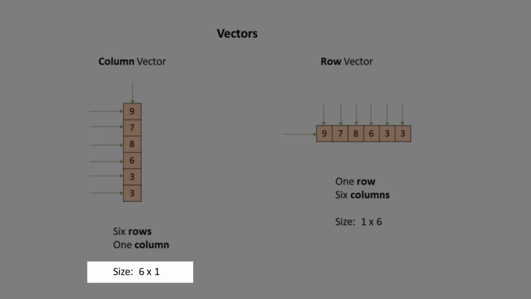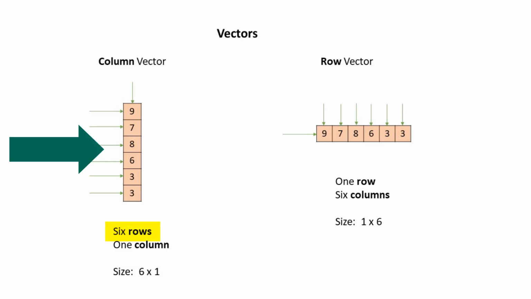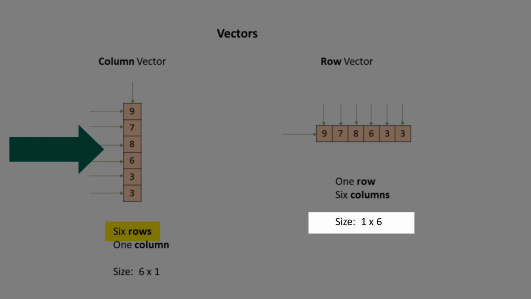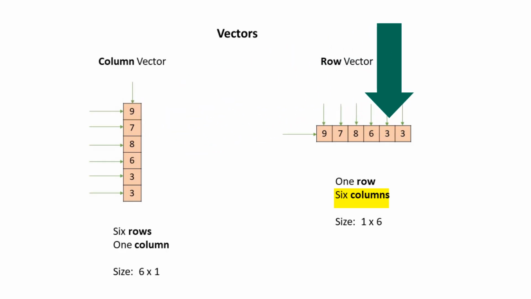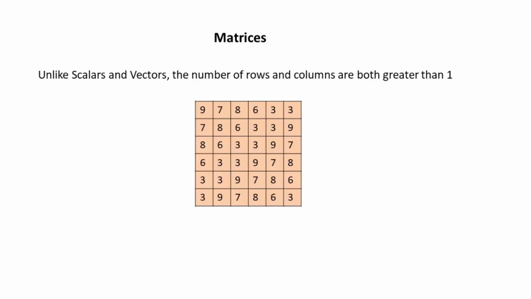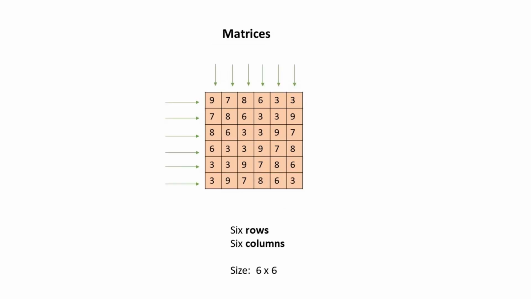A column vector has size 6 by 1 because it has 6 rows and 1 column. And this row vector has 1 row and 6 columns. All right, moving on to matrices. Matrices have more than 1 column or 1 row. For instance, this matrix has 6 rows and 6 columns, and then the size is 6 by 6.